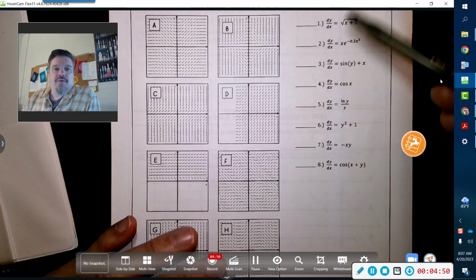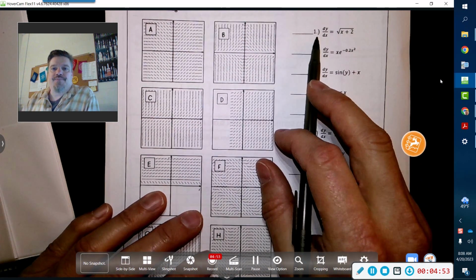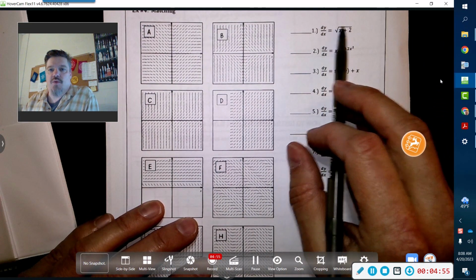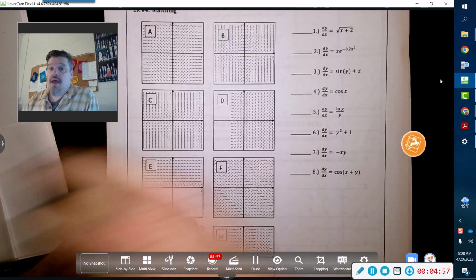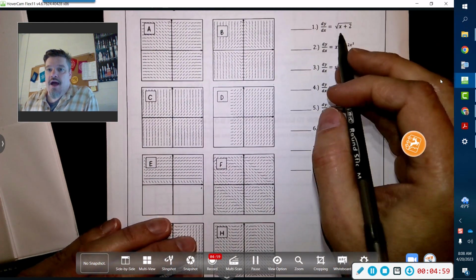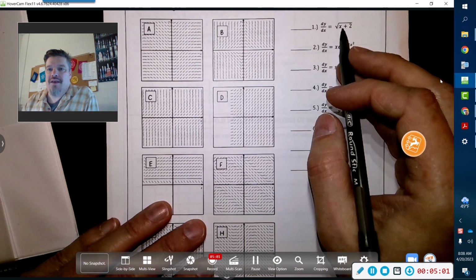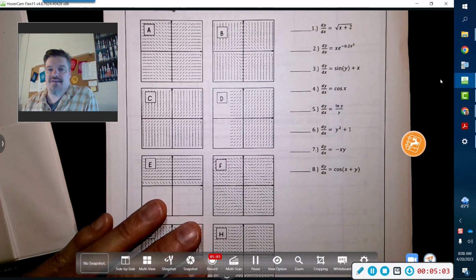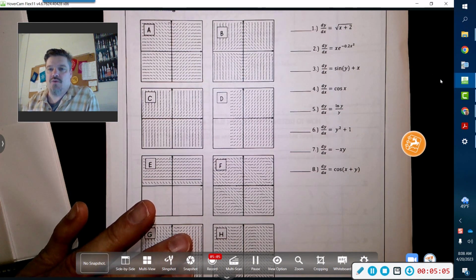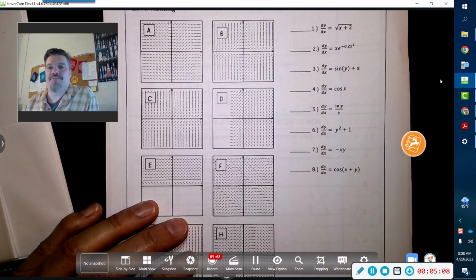So if we look here, let's just start with number 1. We've got the square root, and it looks like I can have x equal -2. I can have a square root of 0, but I can't have a square root if x is smaller than -2.